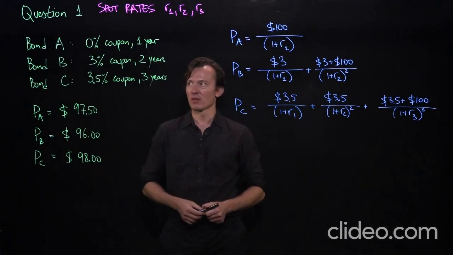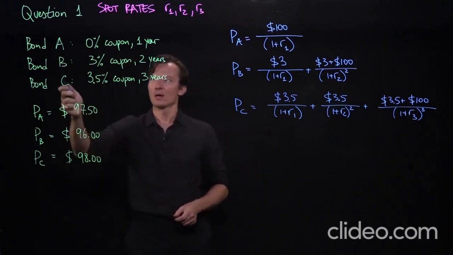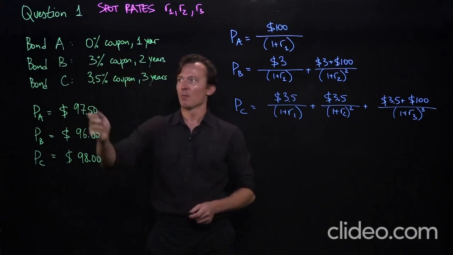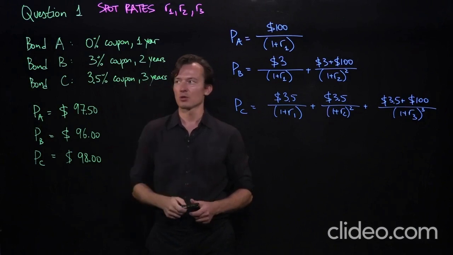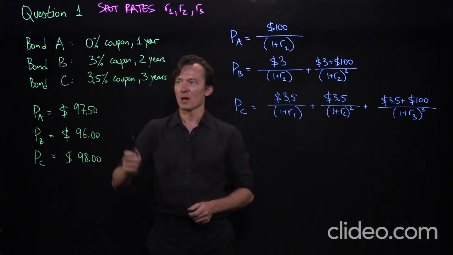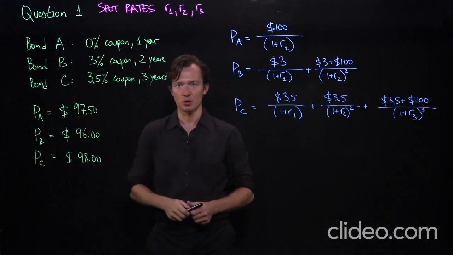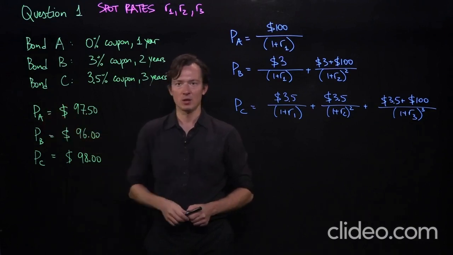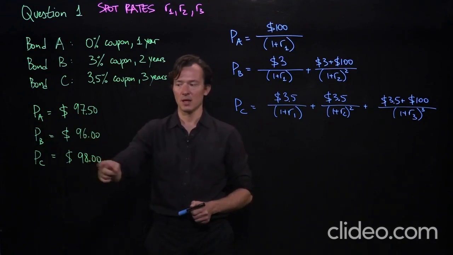In this question, we're given three bonds: Bond A, Bond B, and Bond C. Bond A has 0% coupon and has 1 year until it matures. Bond B has a 3% coupon rate and has 2 years until it matures. And Bond C has 3.5% coupon rate and has 3 years until maturity. Bond prices are given as such. So Bond A costs $97.50 right now, Bond B costs $96, and Bond C costs $98.